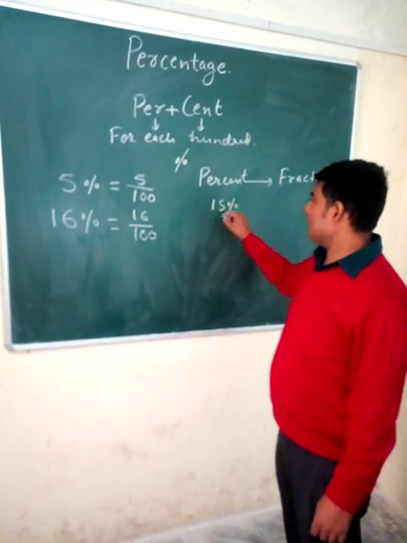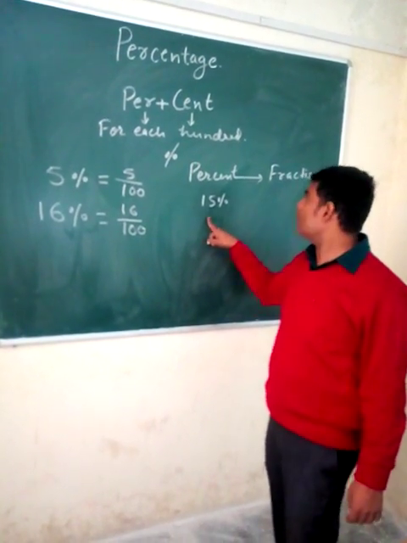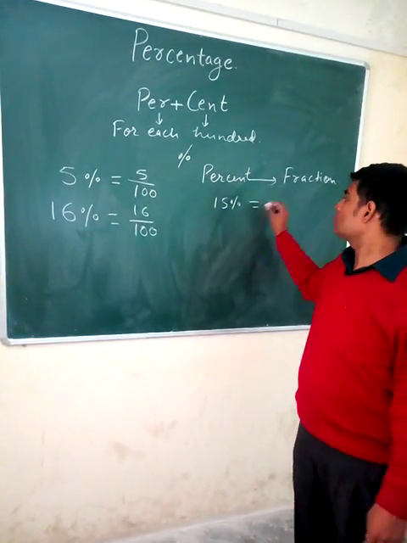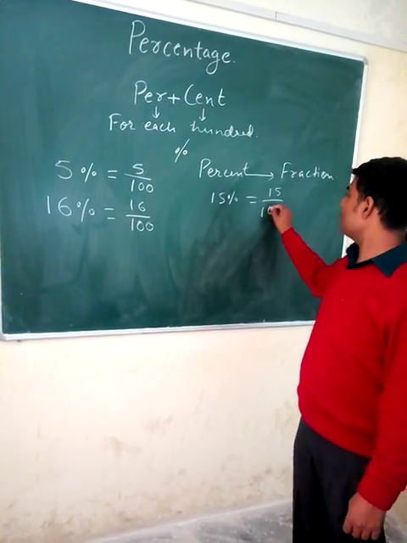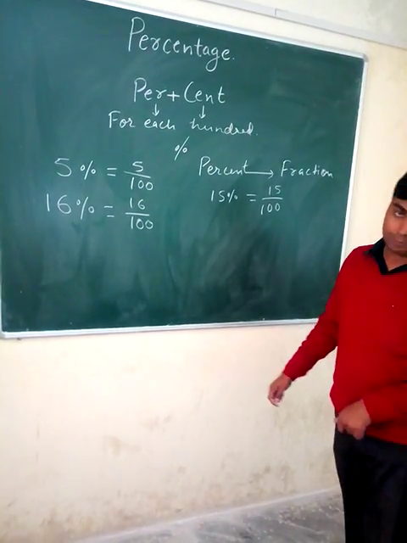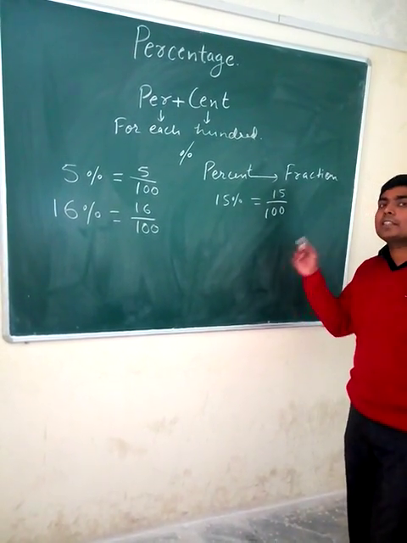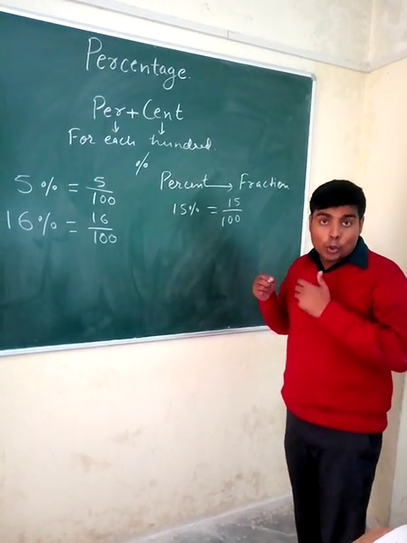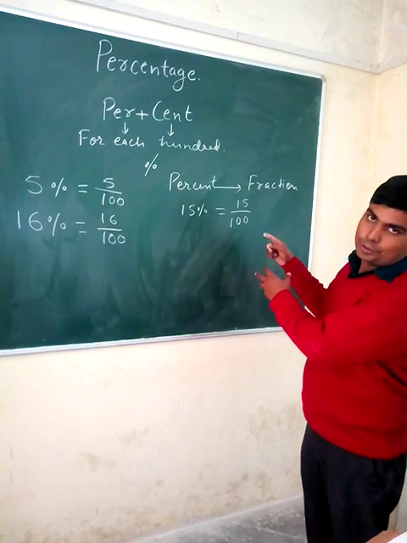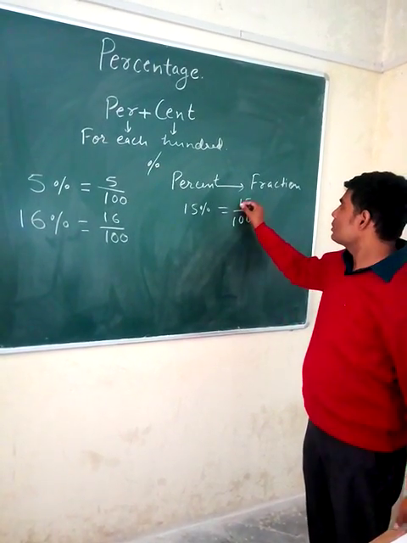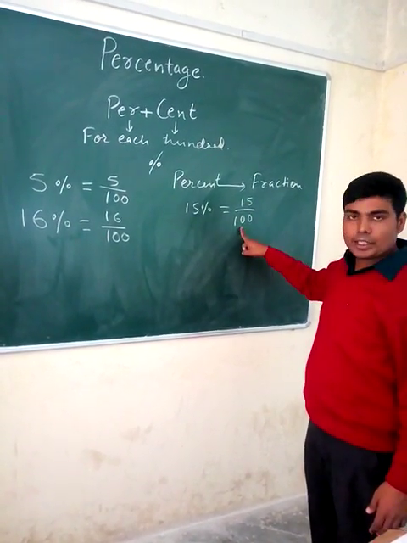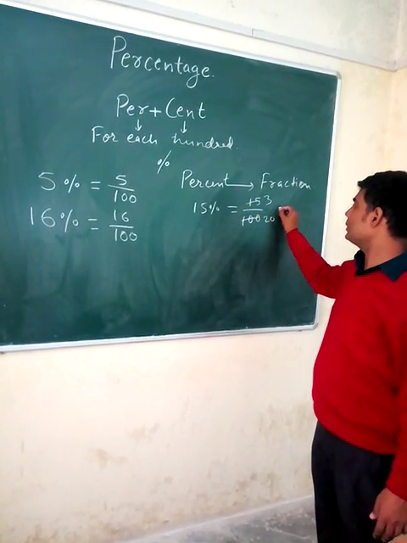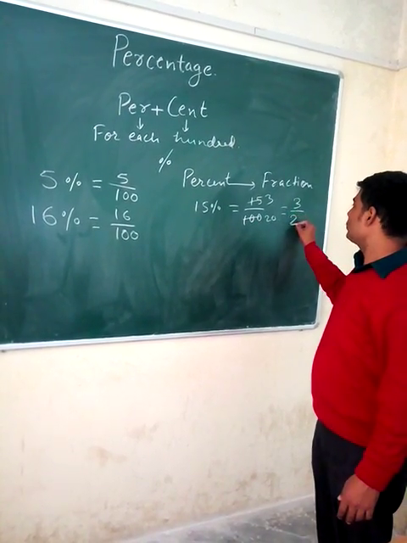15%, and this 15% we have to convert into fraction. So you know percent means by 100, so you can write it like 15 by 100. This is a fraction, but this fraction is not in lowest term. So to convert this fraction in lowest term, we have to reduce this fraction. So this numerator and this denominator both are divisible by 5. So 5 3s are 15 and 5 4s are 20. So you can write 3 by 20.